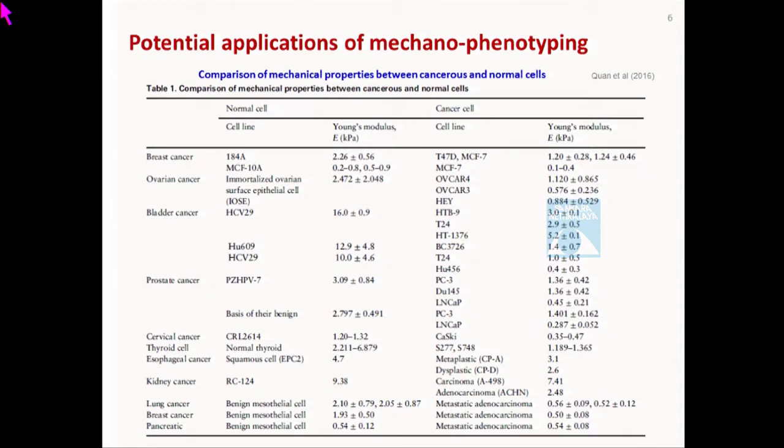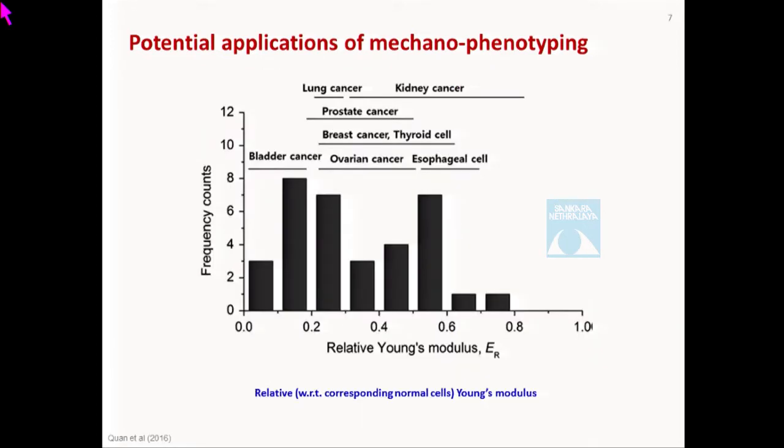This shows various kinds of cancer cells, starting from breast cancer to pancreatic cancer, and you can see the Young's modulus, which actually represents the deformability or the stiffness of cells. The cancer cell lines consistently have much smaller stiffness or Young's modulus as compared to the normal cells. And you can also compare different kinds of cancer cells here.